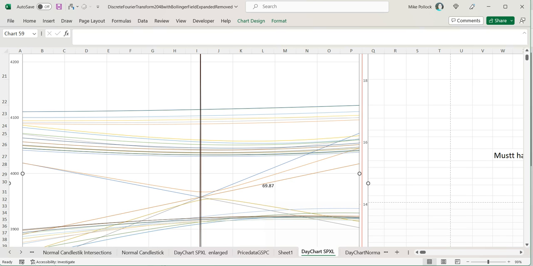That is a pretty good angle there. But what is that? That's at 70.9 for the SPXL, 70.9.